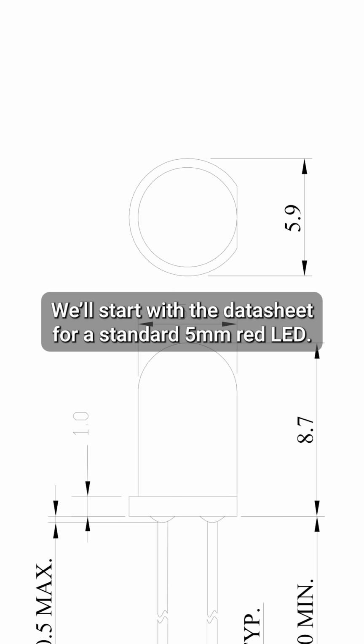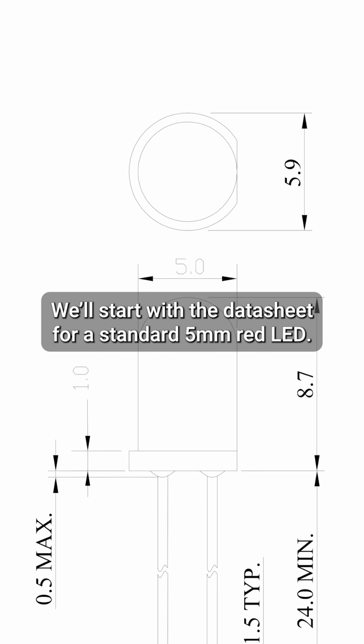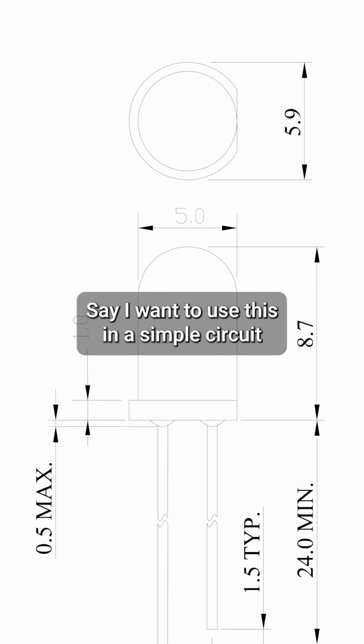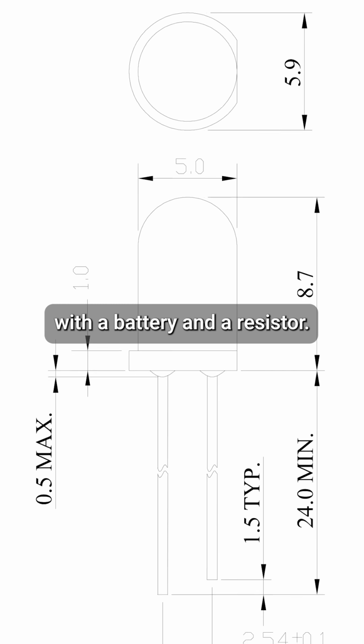Here's how to use a datasheet to find the right resistor for your LED circuit. We'll start with a datasheet for a standard 5mm red LED. Say I want to use this in a simple circuit with a battery and a resistor.